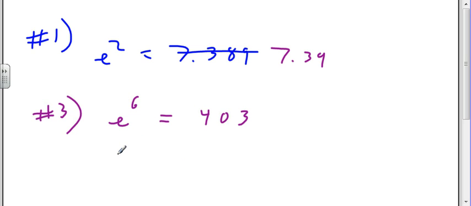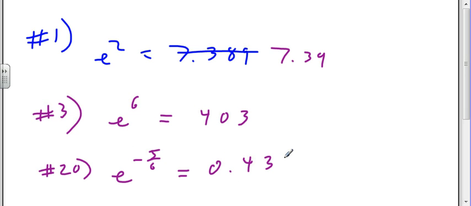We look at number 20. And I'm doing the same thing, e to the minus 5 over 6. And e raised to the minus 5 over 6, close parentheses. And I get 0.435, 434. I keep the even number. I might round it up. I might not. Okay, questions about that?